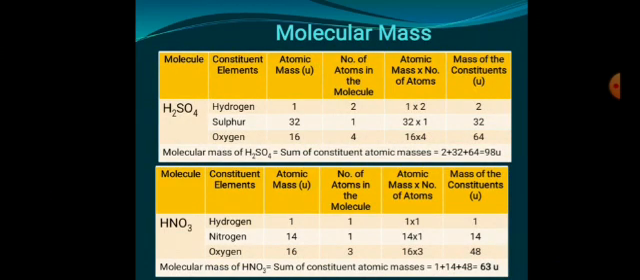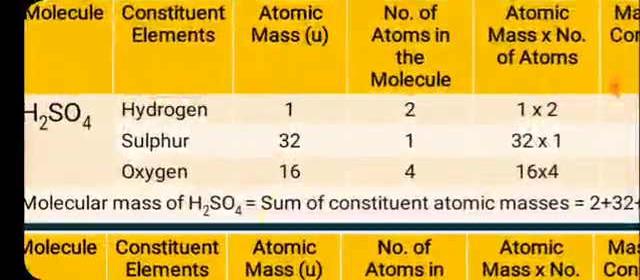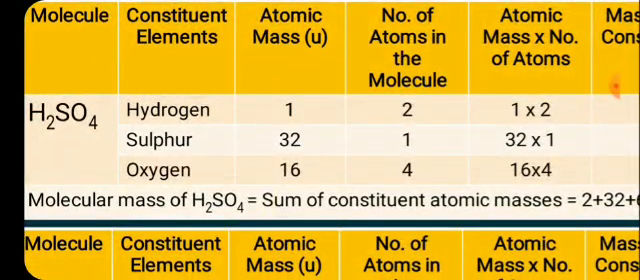Then let us study how to calculate molecular mass of sulfuric acid. Sulfuric acid has molecular formula H2SO4. Constituent elements are hydrogen, sulfur, oxygen. Atomic mass of hydrogen is 1, sulfur 32, oxygen 16.